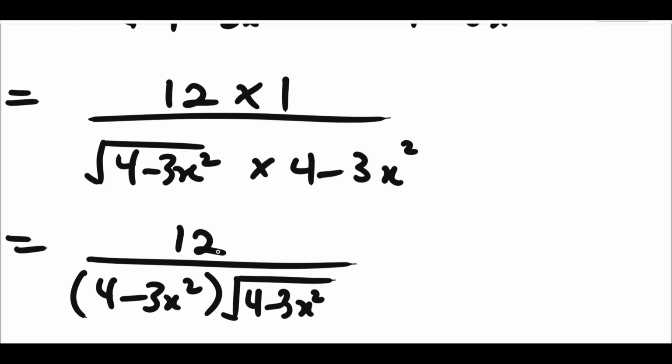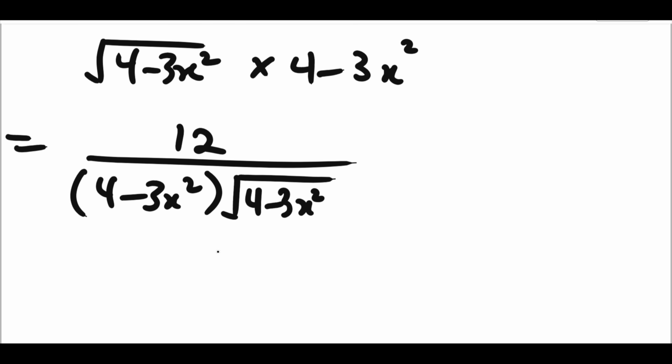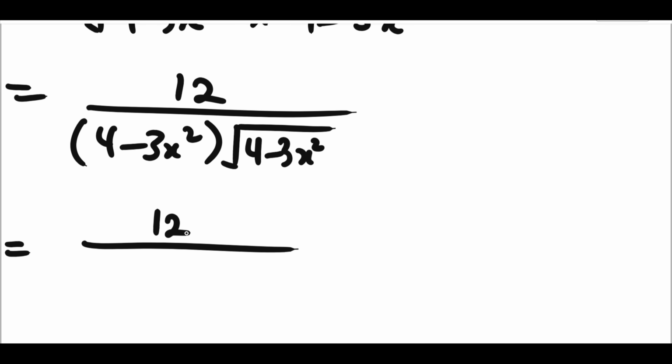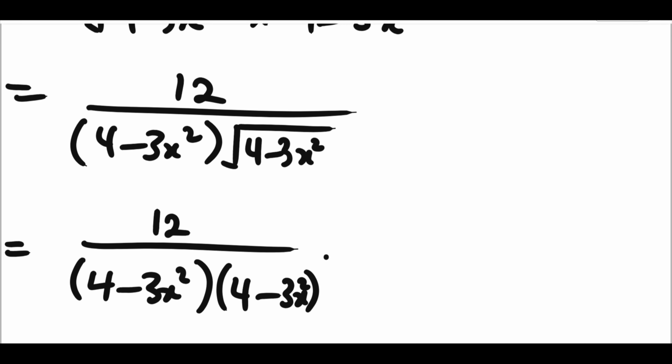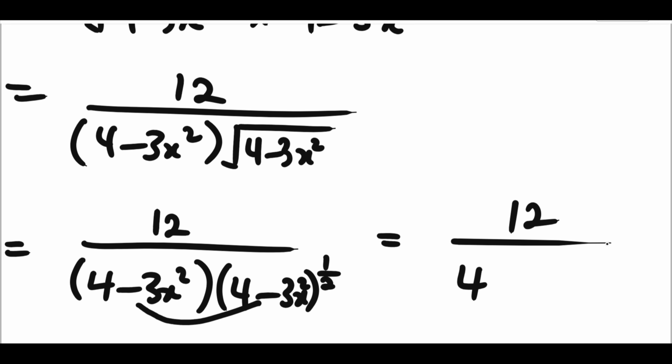You can equally simplify this and write it as 12 over 4 minus 3x squared times the square root of 4 minus 3x squared. Now the square root of 4 minus 3x squared is the same as 4 minus 3x squared in brackets having an exponent of half. Since these bases are the same and they are multiplied, we add the powers. So we get 12 divided by 4 minus 3x squared, then we add the powers, so the power here is 1. So 1 plus half will give us 3 out of 2. So this becomes the answer. So dy/dx is 12 divided by 4 minus 3x squared, raised to the power of 3 out of 2.